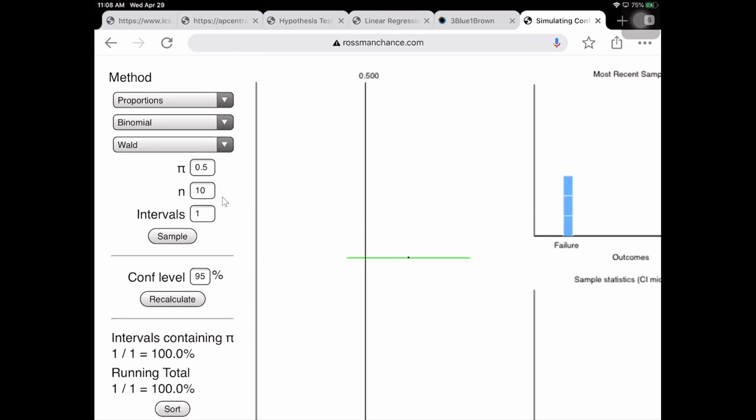All right, so just know if your sample size goes up, you're going to get a smaller confidence interval. If your sample size goes down, you're going to get a bigger confidence interval. All right. Everybody good with that? Or somewhat good?